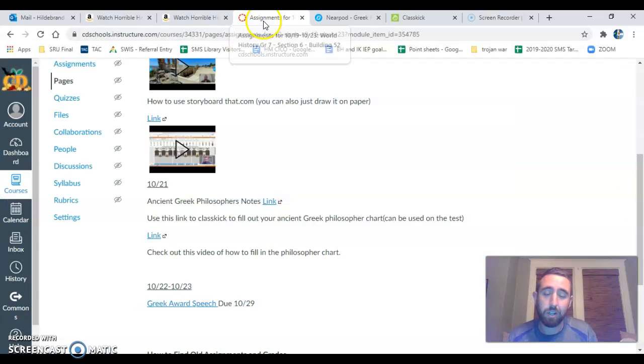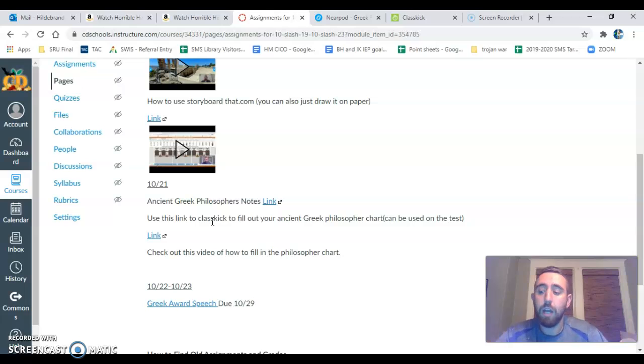But the second thing you're going to need open, or at least maybe go back to later, is the ClassKick. There is a chart on ClassKick that you can actually fill out, and then you're going to be able to use it on the test. If you're in school, or I was able to get you, I think I got it to most people, a paper copy, you can use the paper copy, or you can use the digital one on ClassKick.